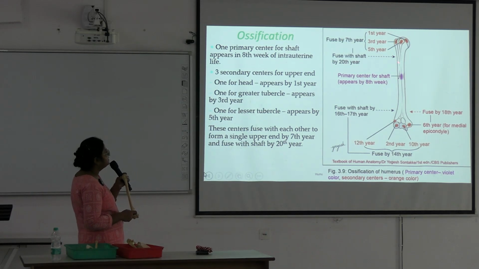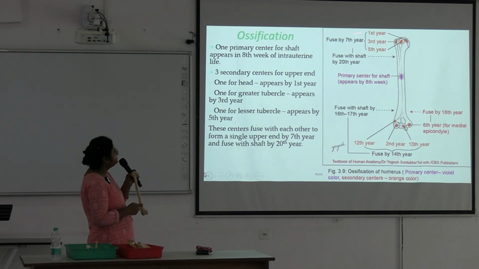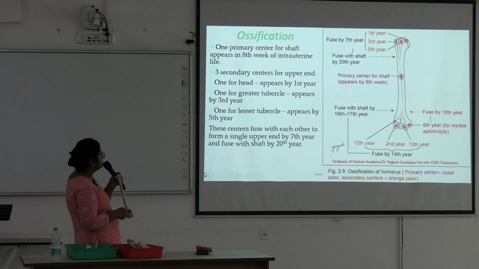Okay, this diagram you remember: head 1 year, greater tubercle 3 year, lesser tubercle 5 year, fuse together to form a single epiphysis by 7 year, fuse with the shaft by 20th year. Okay, and primary center for shaft 8th week of intrauterine life.